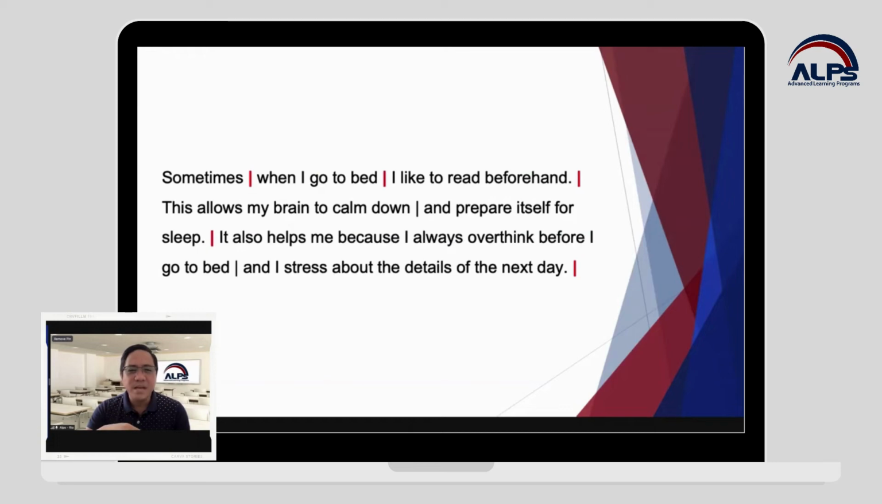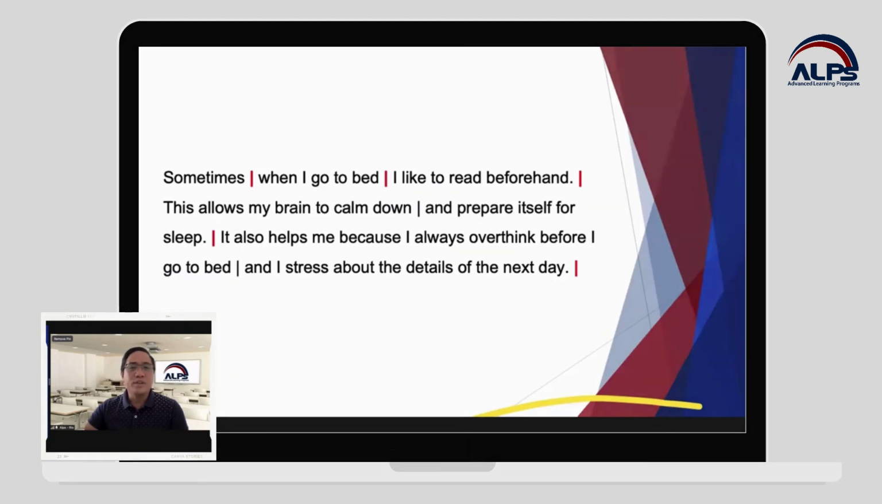It also helps me because I always overthink before I go to bed, and I stress about the details of the next day. So if you would actually read this, see the focus words like sometimes, bed, read, brain to calm down, prepare. These are your focus words that must be stressed when you are dividing the sentence or the paragraph into thought groups. And then you will always have that sweep of melody so that your listeners will understand what you are saying, and also the pause.